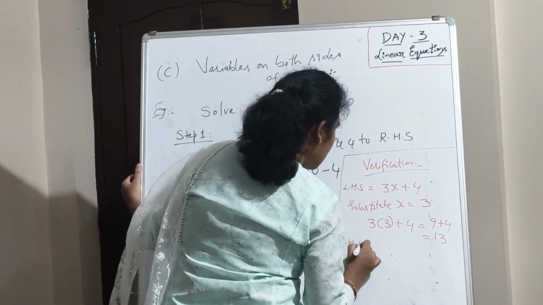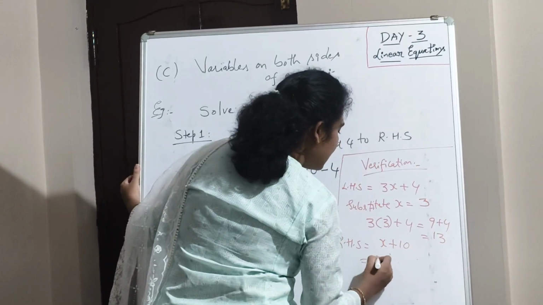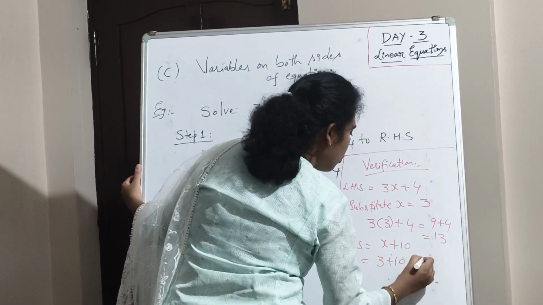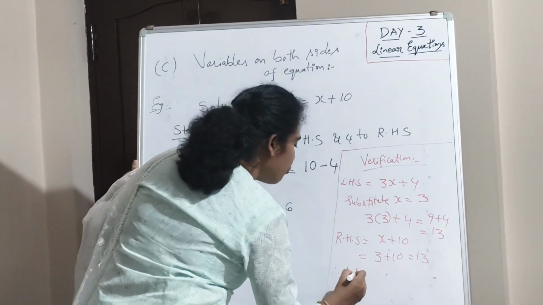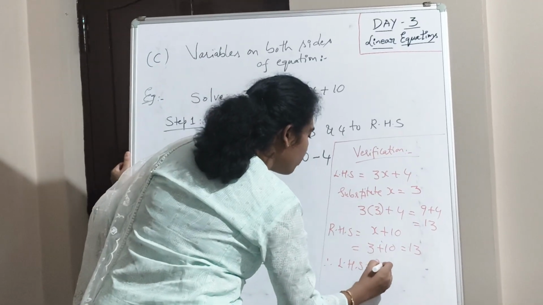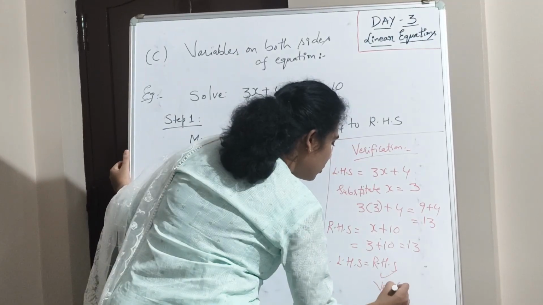Now, check the RHS. RHS is x plus 10. So, what is x? It is 3. 3 plus 10 is equal to 13. So, therefore, RHS is also 13. So, now, therefore, LHS is equal to RHS. Hence, it is verified.